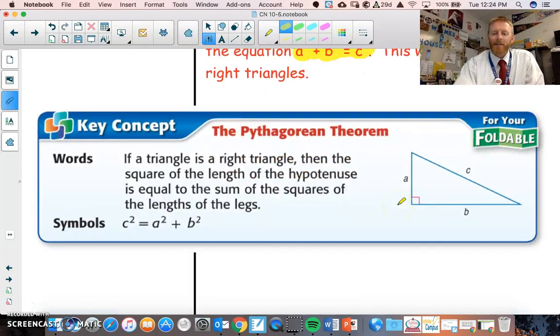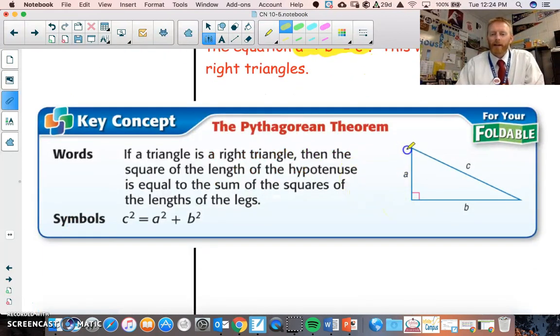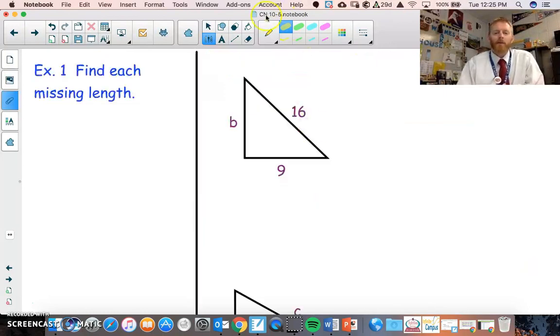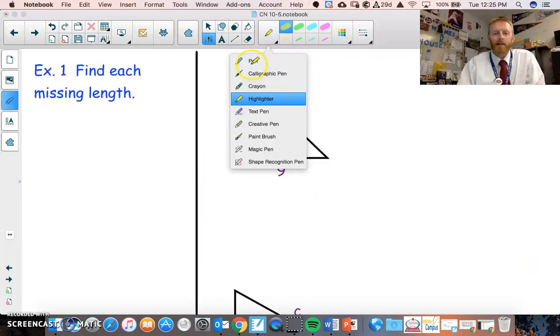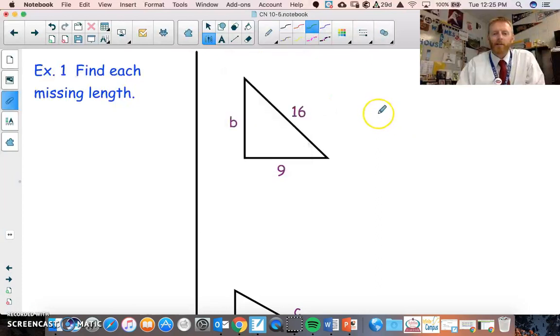So a and b are the legs. They form the 90-degree angle. So those are our legs. They are interchangeable. It doesn't matter which one is a and which one is b. Just know that those two added together are going to make your c when we do a squared plus b squared equals c squared. So that's the process here, folks. What we are going to do is just find some missing lengths, and then we'll be done here.